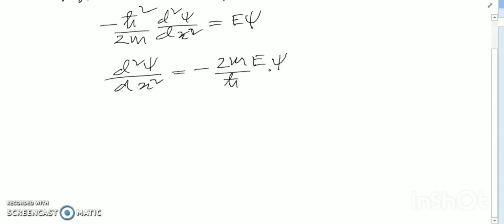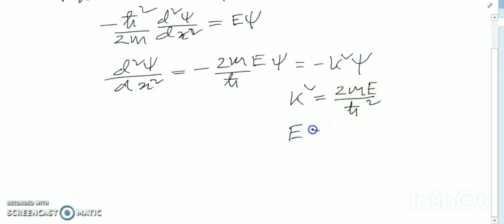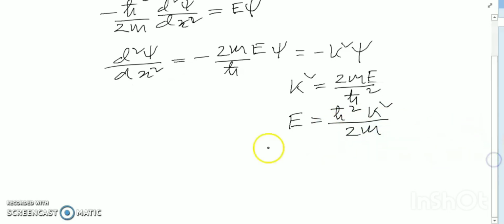So friends, you know that this is the second derivative. So here I can write this equation as minus k square psi, where k square is equal to 2mE divided by h bar whole square, and E equals h bar whole square k square divided by 2m. Okay friends, I hope it is clear.